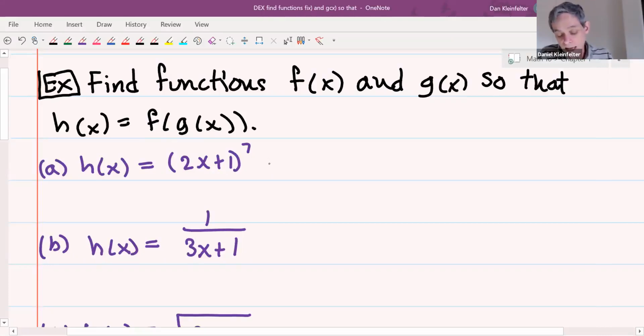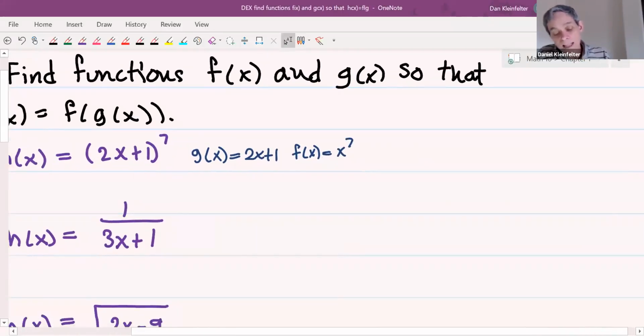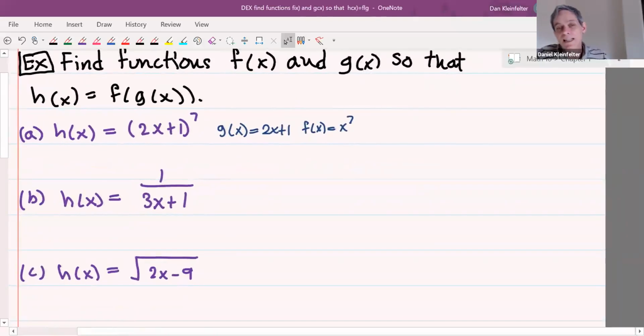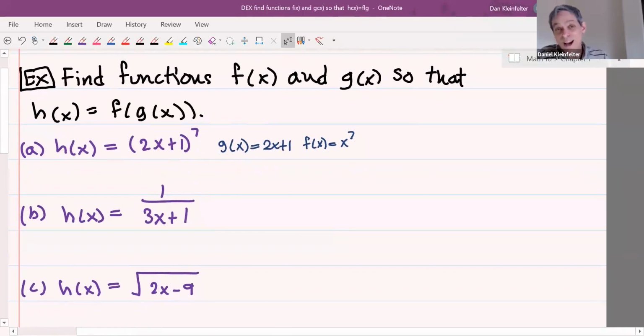So taking a look at it, we can look at this as an outer function that says, let's raise whatever to the 7th power. And our inner function will be 2x plus 1. So g of x could be 2x plus 1. And then our outer function, f of x, is whatever you give me, we'll raise it to the 7th power. The thing about doing this, though, is that it's not unique. There's not only one way of doing it.